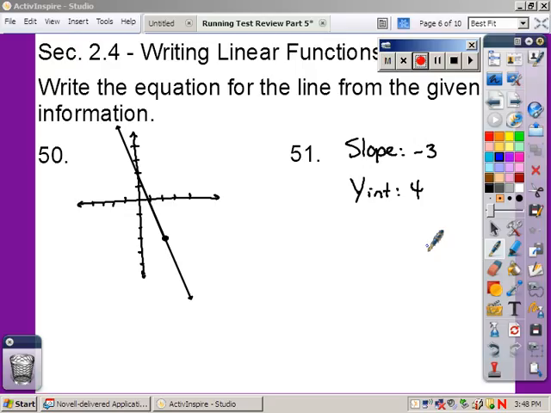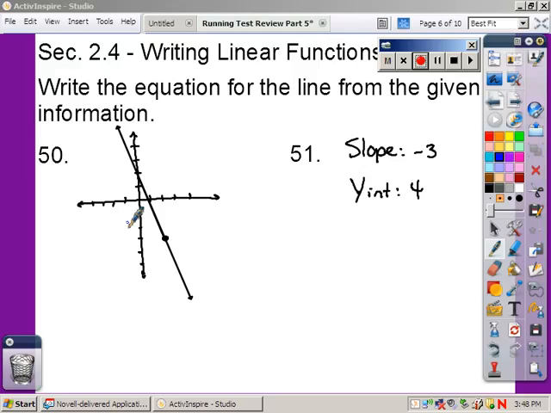Okay, this time we're on to page 6, and we're changing this around. We're going to go from whatever information we're given. Instead of going from information to a graph, we're going to take the information and write an equation out of it instead. So sometimes you're actually given a graph to start with, as in the case of number 50.